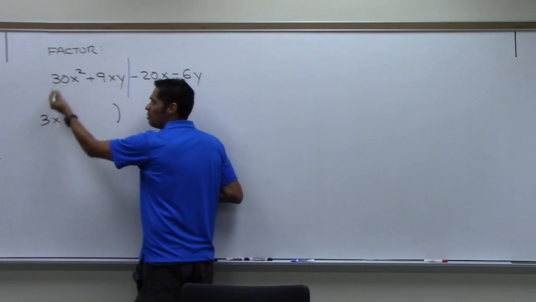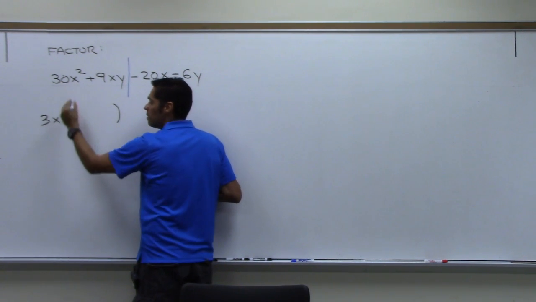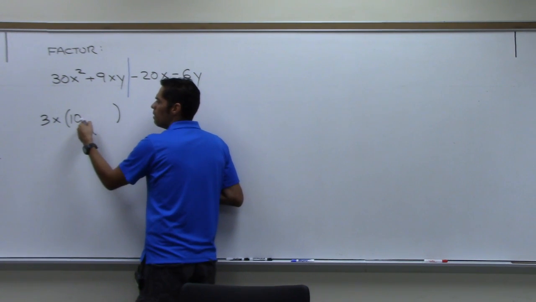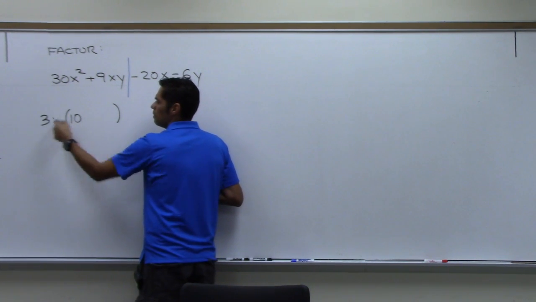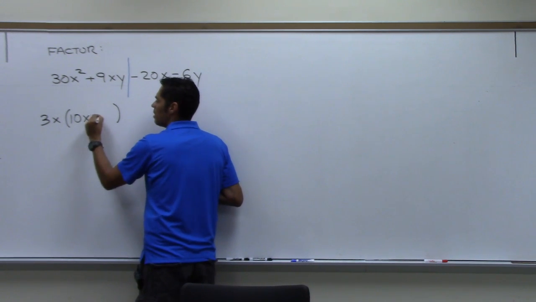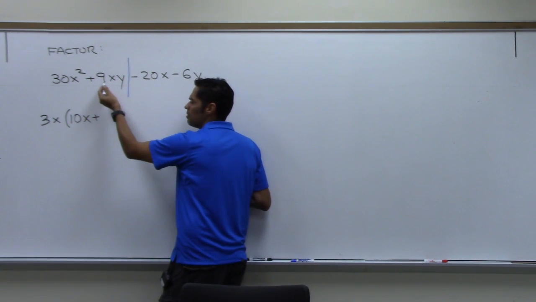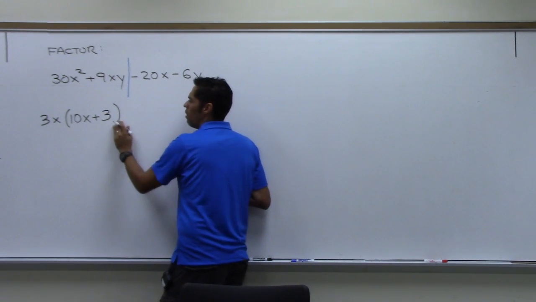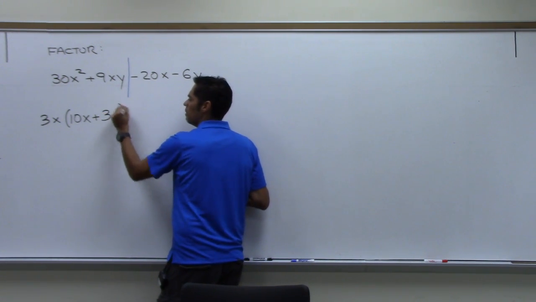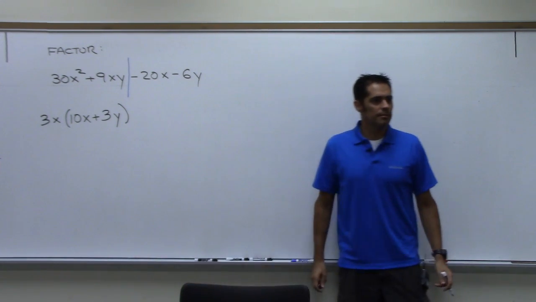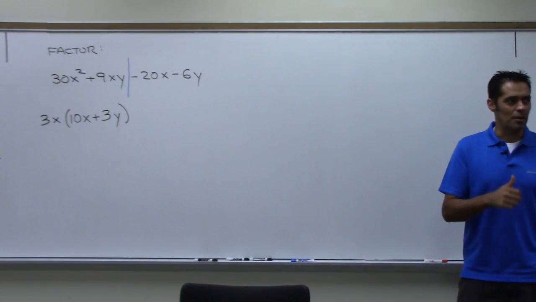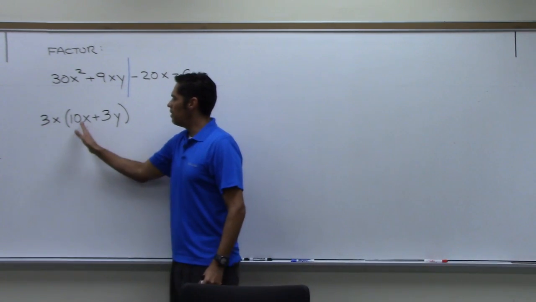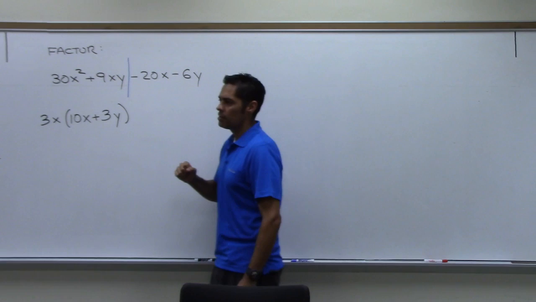How do you turn 3 into a 30, Erica? Multiplied by what? 10. And then what else am I missing here? An x, good. And then a plus sign, and then what do I need to turn the 3 into a 9? 3, and anything else? A y, because I'm missing a y. Good. That's it, right? Is that all right? So you can always just double check, just multiply this through, and you should get back those 2 terms.